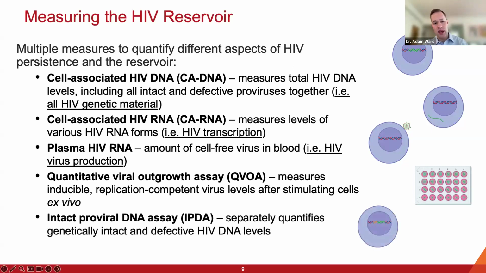And then a newer assay is called the intact proviral DNA assay. This is a sequence-based assay which separately quantifies genetically intact and defective HIV DNA levels. And this assay provides a definitive maximum estimate, by intact DNA, of the reservoir size.